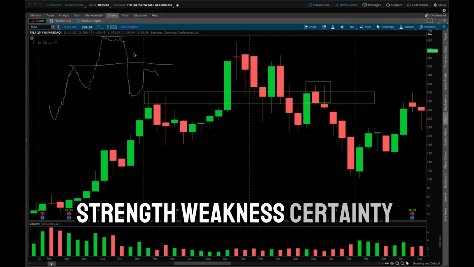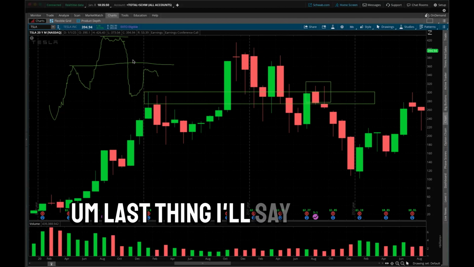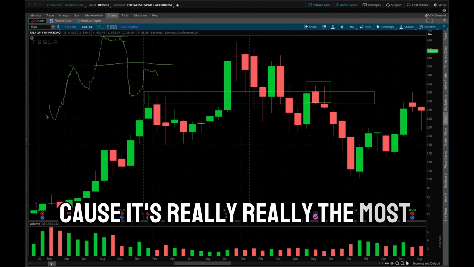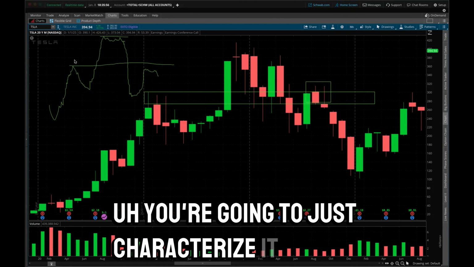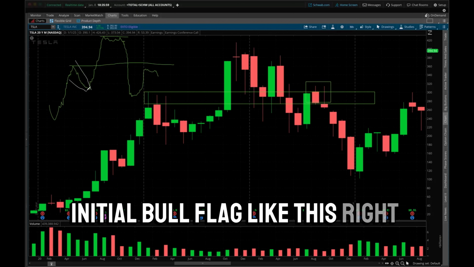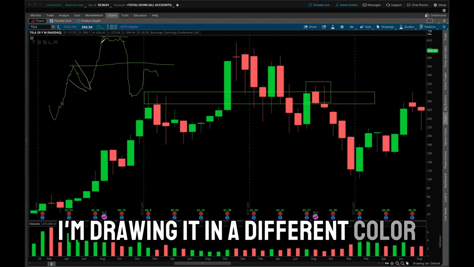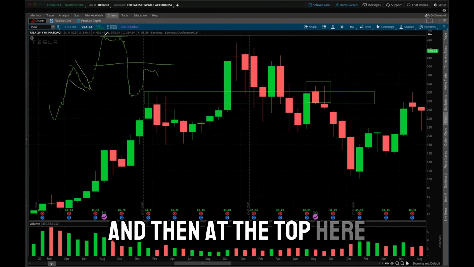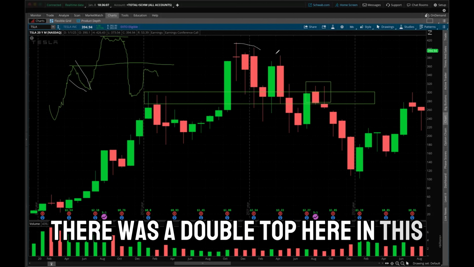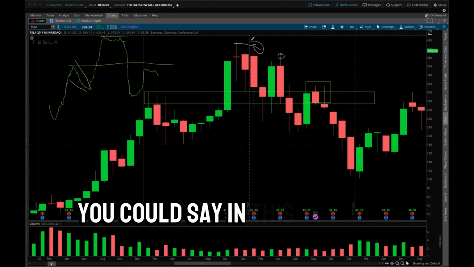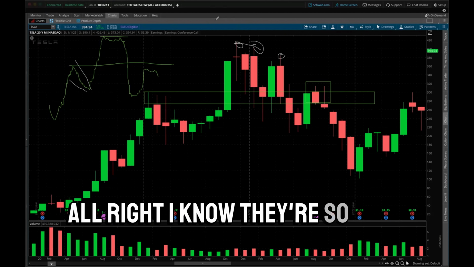Strength, weakness, certainty, uncertainty. Last thing I'll say about the head and shoulders, because I think it's the most important thing I'll ever say about it. You're going to characterize it with an initial bull flag like this right there. I'm drawing it in a different color. And then at the top here, you could see like a double top, right? On Tesla, there was a double top here, even a triple top, you could say, in this head and shoulders. Sorry, I know they're such ugly circles.